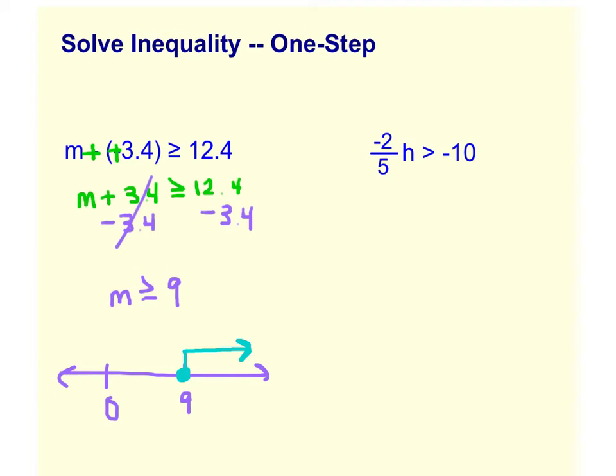Alright, this next example, I want to talk about this because it has a fraction and we're going to have to deal with the negative value there. So you have negative 2/5 times your variable h. Nothing else, just that one term.